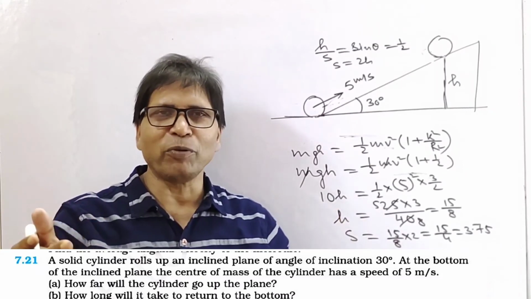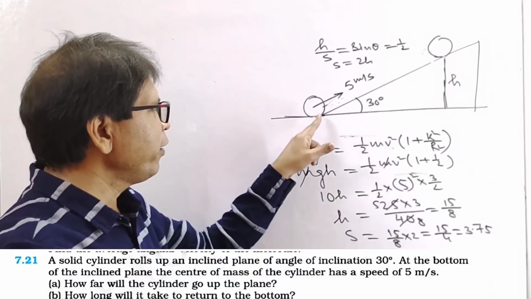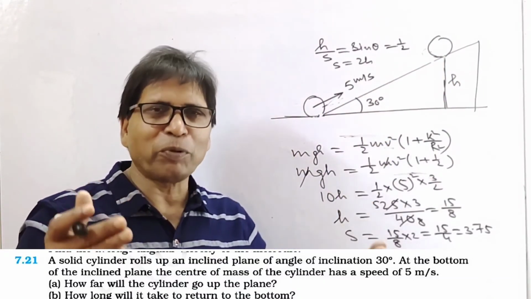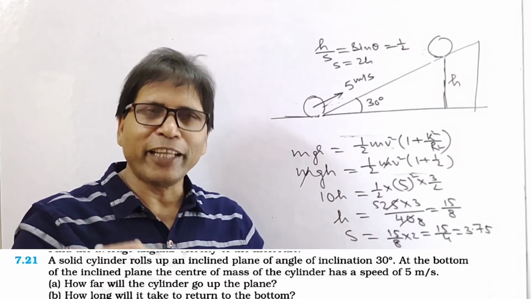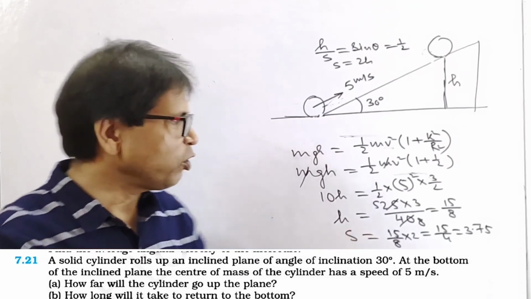Now we have to calculate the time required to again come back to this point. So here, time of ascent plus time of descent. Now we have to calculate the time of descent and then multiply by 2 to get the total time elapsed. So look at this.